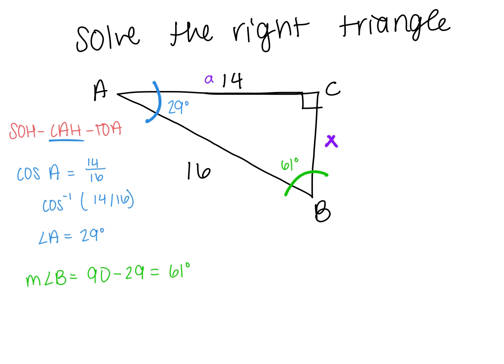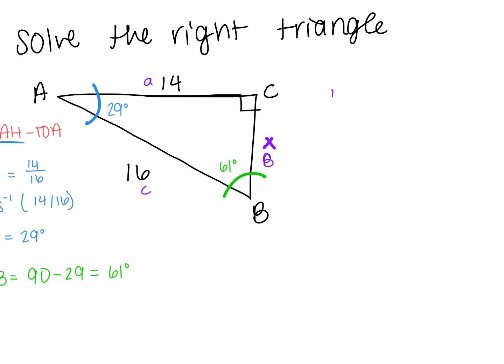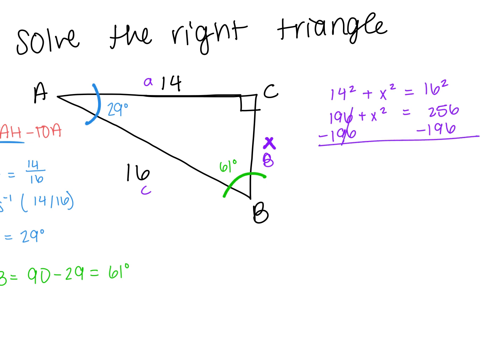I have my A, let's call this my B, and then my C is my hypotenuse. So setting it up, I'm going to have 14 squared plus x squared equals 16 squared. Solving for my x, I have 196 plus x squared equals 256. Subtracting 196 from both sides, I'm going to have x squared equals 60. Square rooting, your x should equal 7.7. If you got 7.8, it's wrong.